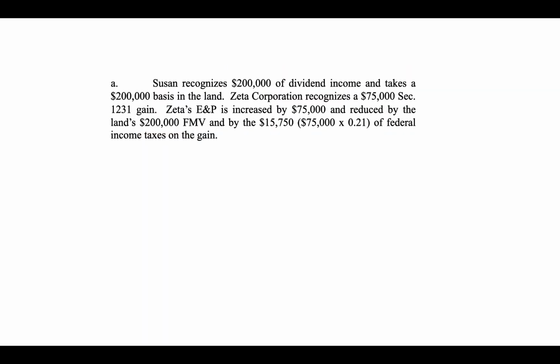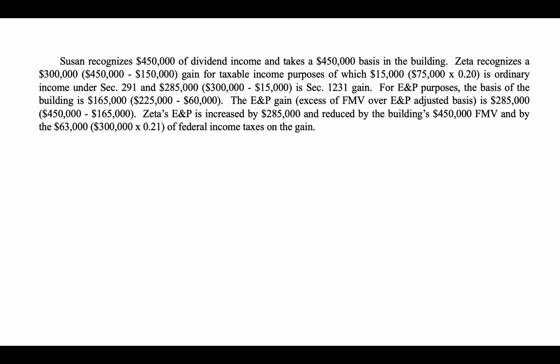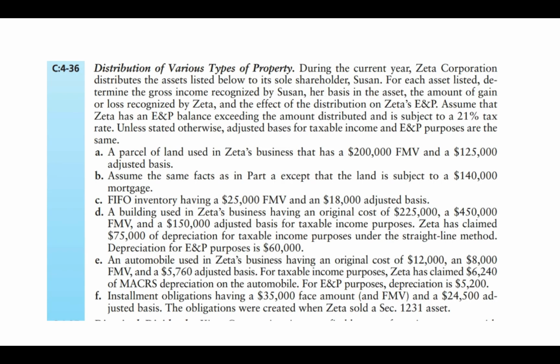All right, so Part D. She has $450,000 of dividend income. That's the fair market value of the building. Zeta recognizes a $300,000 gain for taxable income purposes because we know the fair market value is $450,000. We pretend like we sold it for that. And we know that the taxable basis is $150,000 because it gives us the basis of $150,000 for taxable income purposes.